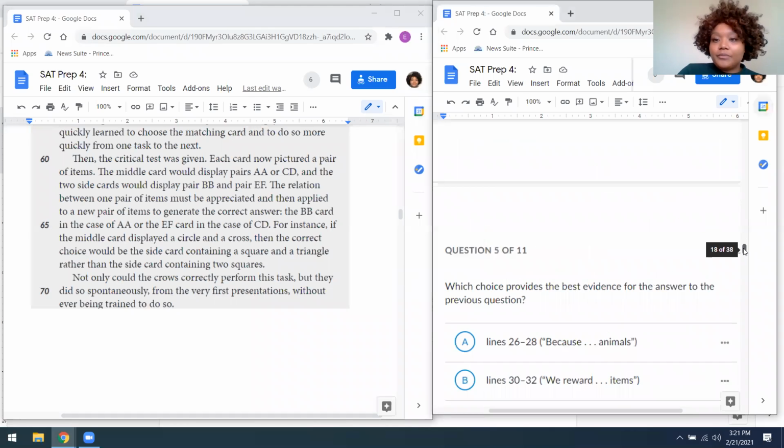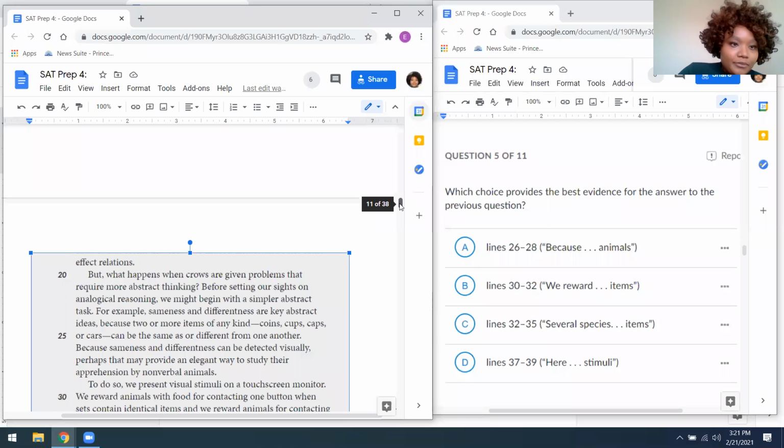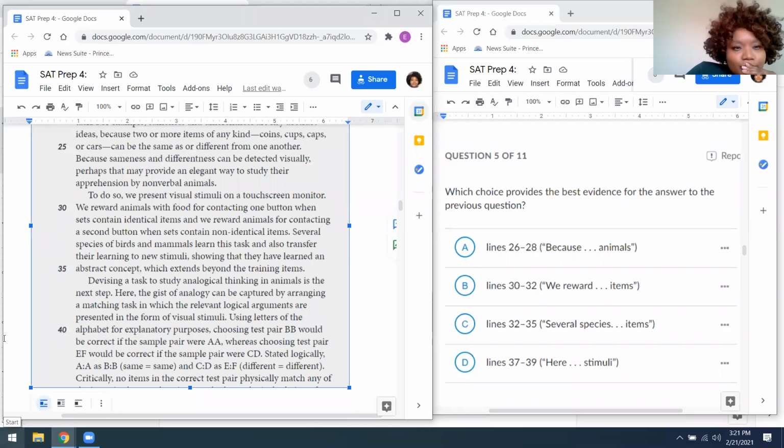So the next one, number 5, which choice provides the best evidence for the answer to the previous question? So the best evidence, this is answer C, lines 32 through 35. So let's look at them. Several species of birds and mammals learn this task and also transfer their learning to new stimuli, showing that they have learned an abstract concept which extends beyond the training items.